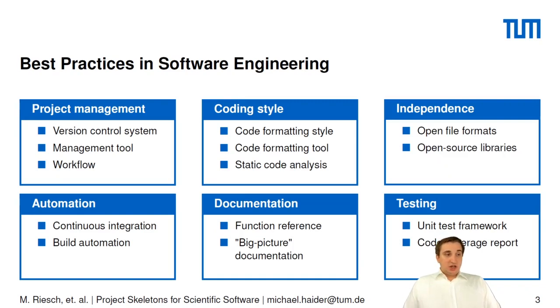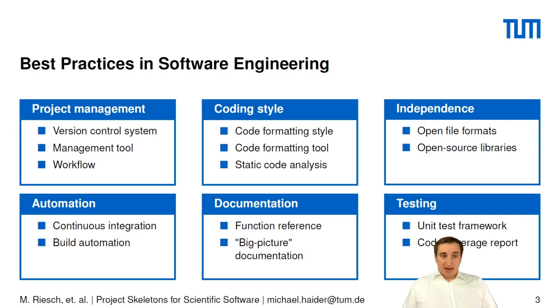What is always suggested in software engineering is to do some kind of project management. This means the use of a version control system and a project management tool. What is also important is to stick to a predefined workflow, a workflow that manages how you use your version control system, how you make changes to the code. The code itself should have some predefined style. So one should agree on code formatting before the actual implementation of the software.